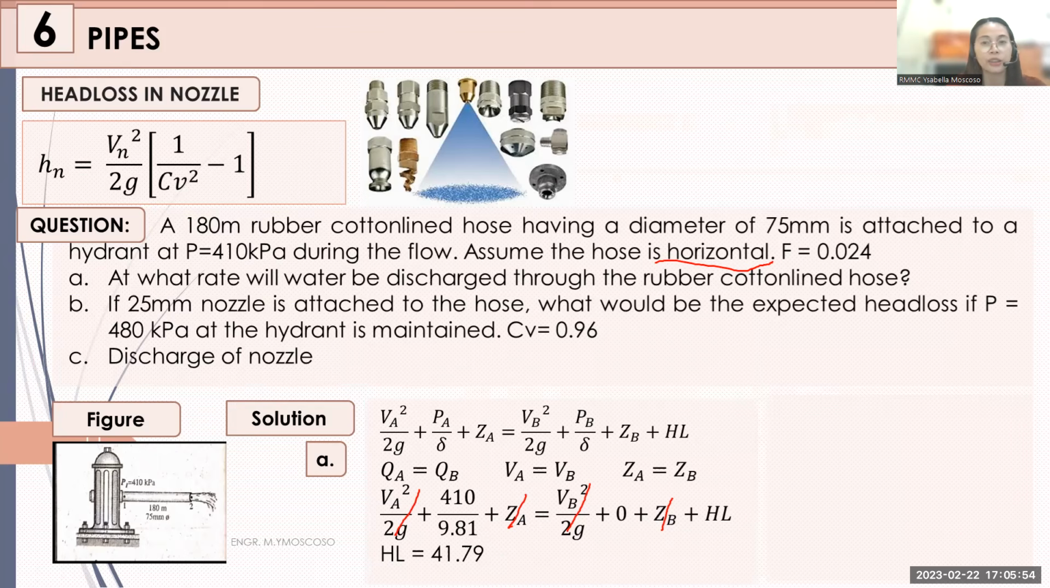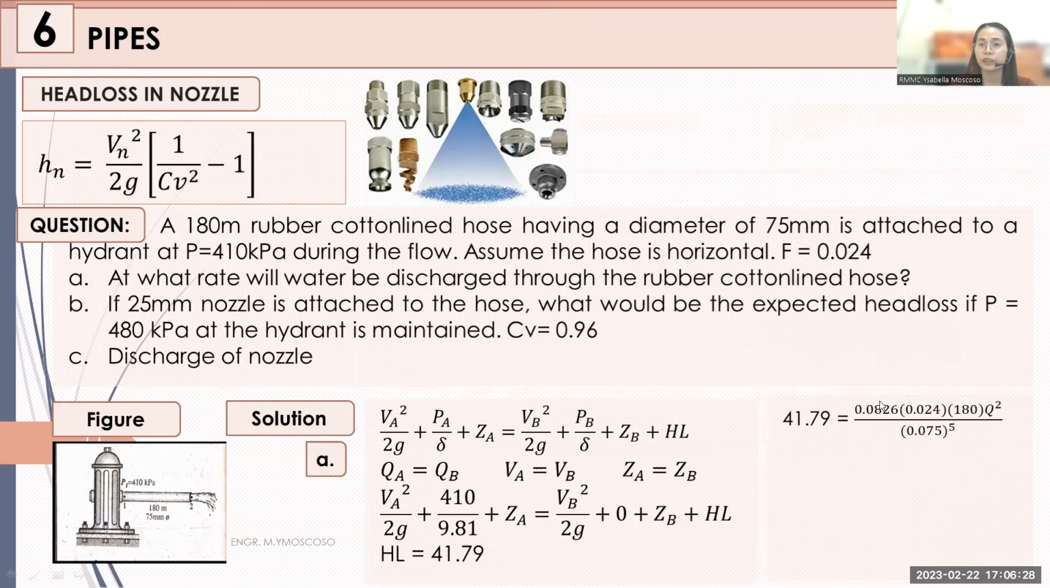Pero hindi yan yung tinatanong at problem letter A. Ang hinahanap natin is the discharge. Given that you have a head loss, given that you have a friction factor, anong gagamitin ninyo to get the discharge? Doon napapasok yung major losses natin due to friction, which is the Darcy, the Manning's, and the Hazen-Williams. So since friction factor man yung binigay, or coefficient of friction rather yung binigay, that is Darcy-Weisbach.